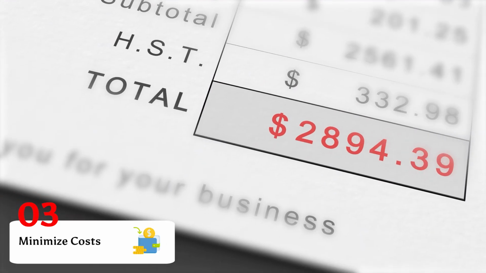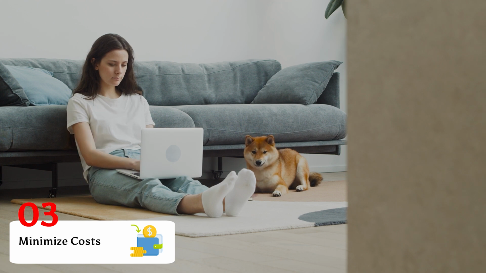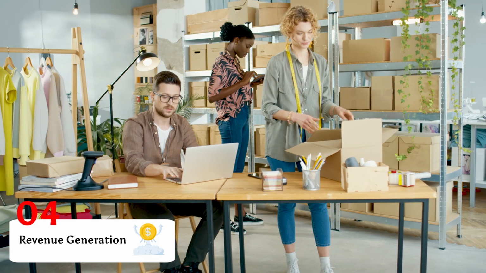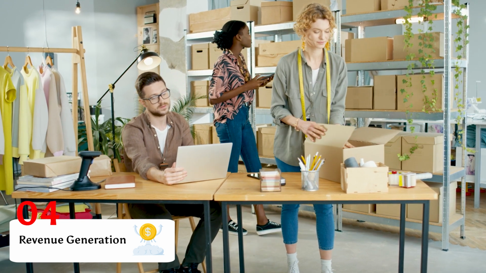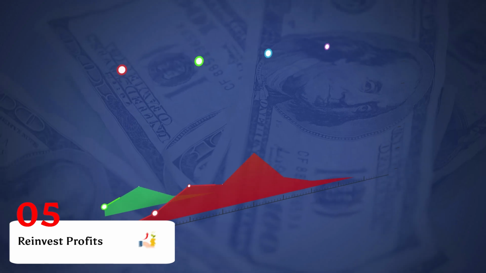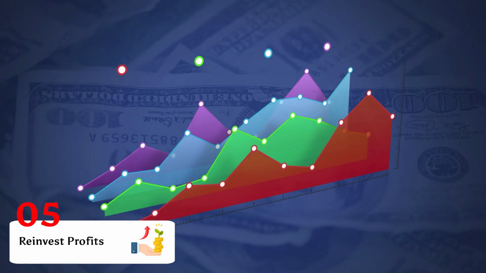Minimize costs. Look for ways to save wherever possible. This could mean working from home instead of renting an office, using free software tools, or outsourcing tasks to freelancers. Revenue generation. Prioritize activities that will bring in money. Whether it's launching a minimum viable product or offering a service, getting early sales is crucial. Reinvest profits. As you start to generate revenue, reinvest it back into your business to fuel growth.